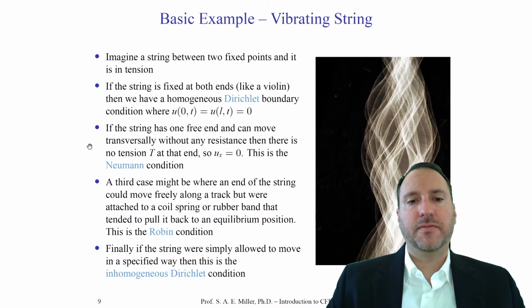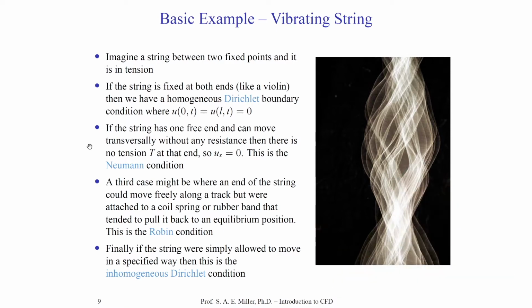This is often seen in fluid dynamics, for example, with pressures at boundary conditions. If the string was a fluid dynamic wave instead, the Neumann condition would be specified at the wall. We would let the derivative of pressure at the wall be 0. This corresponds to a very physical case. This is the so-called Neumann condition. Finally, there's, of course, the Robin condition for the particular string. This might be where an end of the string could move freely along a track, but where it might be attached to a coil or spring or rubber band that tended to pull it back to an equilibrium position. This is a so-called example of Robin condition, which is very simple and physical.